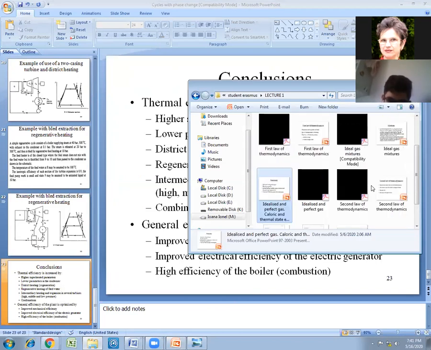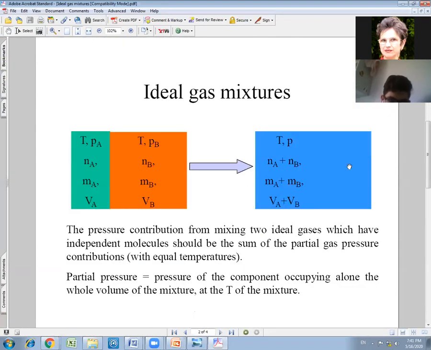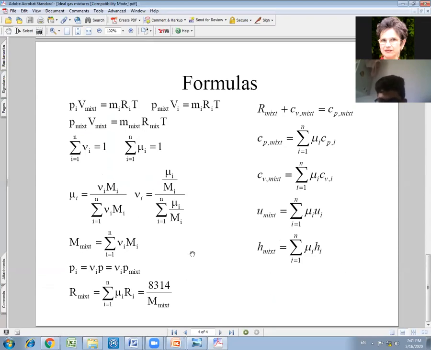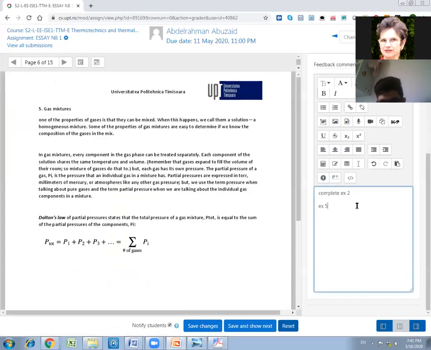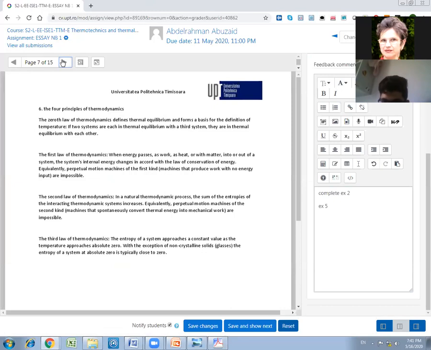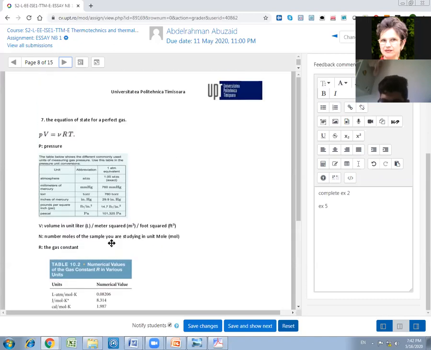Second, first, here. The mixture, yes? You have to put all these formulas and understand them. Okay. So, exercise 5. This is okay. This is, let's say, quite okay. The volume is not in liter. The volume is in squared meter. Correct here. Okay.